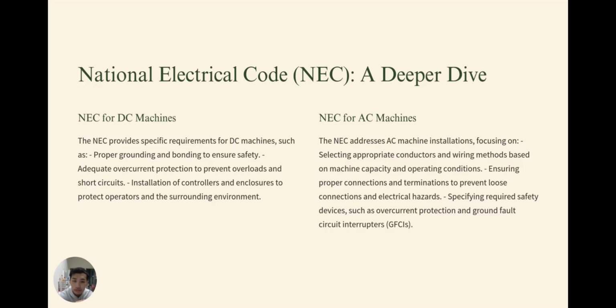the surrounding environment. NEC for AC machines addresses AC machine installation, focusing on selecting appropriate conductors and wiring methods based on machine capacity and operating conditions, ensuring proper connection and termination to prevent loose connections and electrical hazards, and specifying required safety devices such as overcurrent protection and ground fault circuit interrupters (GFCIs).